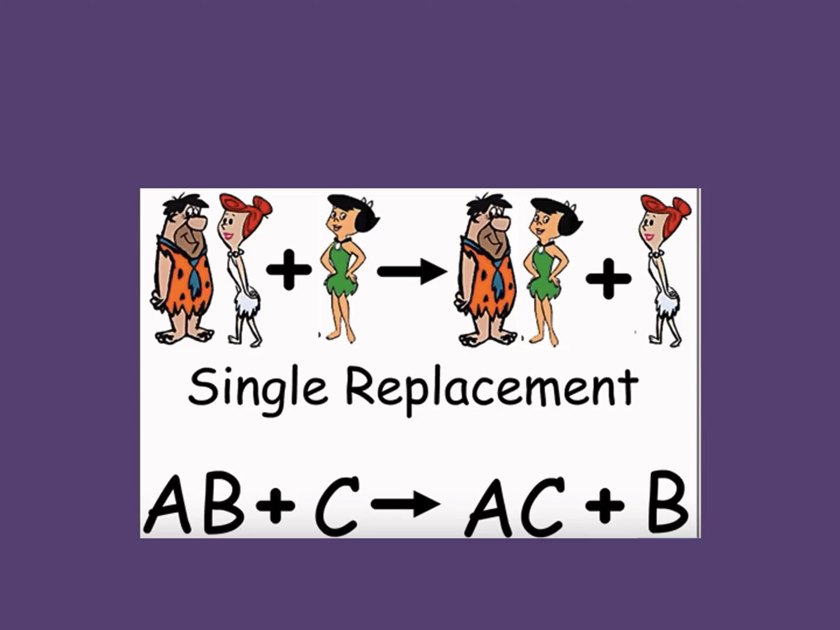Single replacement reaction. These get interesting. So we see my happy couple of Fred and Wilma. And then Betty Rubble comes along. And Fred decides he would be happier with Betty. So we end up with Fred and Betty here and Wilma going home alone. Okay, so this is my single replacement reaction. I am adding an element to a compound, and this element replaces another element in the compound.